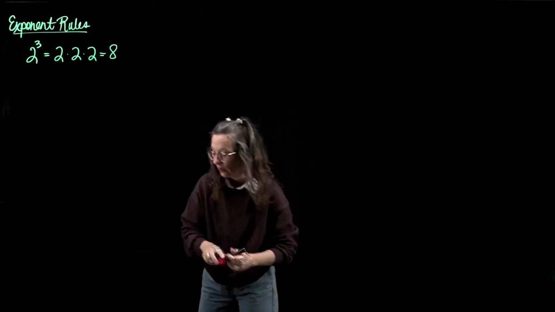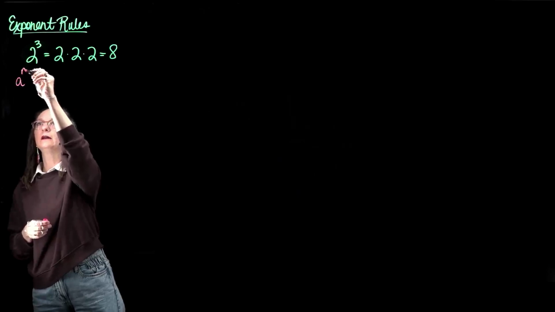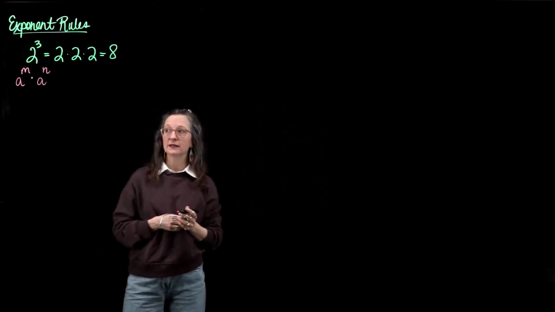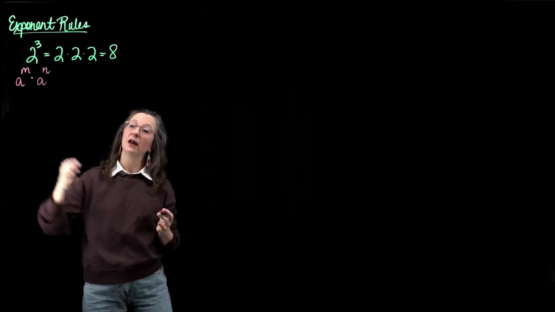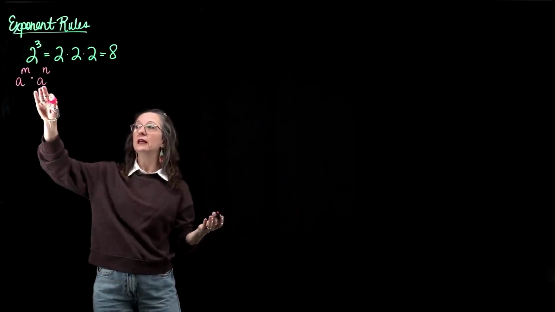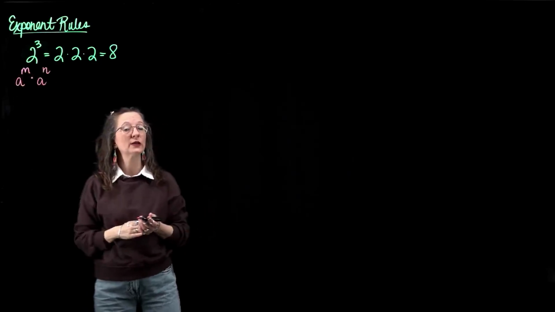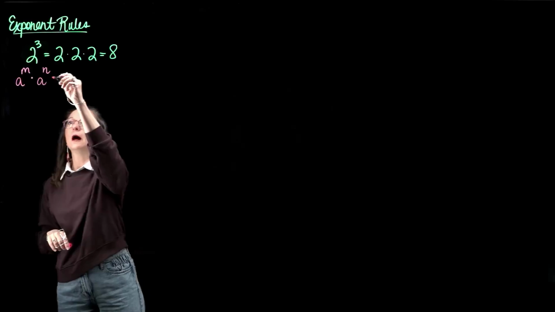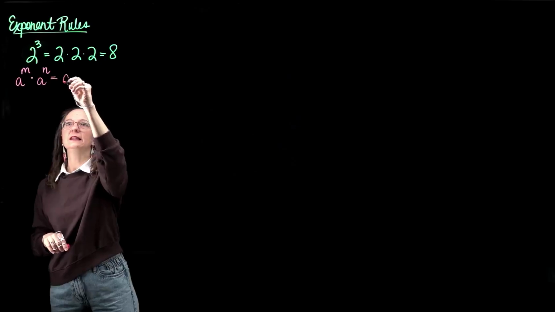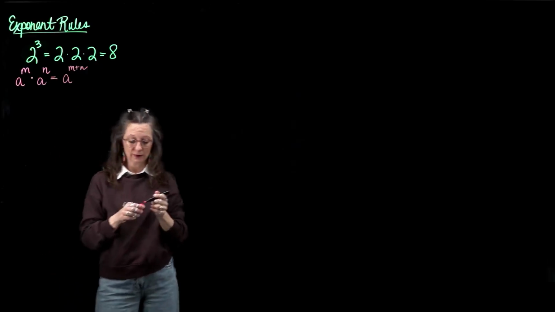So, the first rule tells us how to multiply when we have 2 things with the same base. So that base of a could be any number or a variable. But the important thing is that they are the same base and they each are raised to an exponent. So in that case, our rule tells us that a to the m times a to the n is equal to a to the m plus n power.